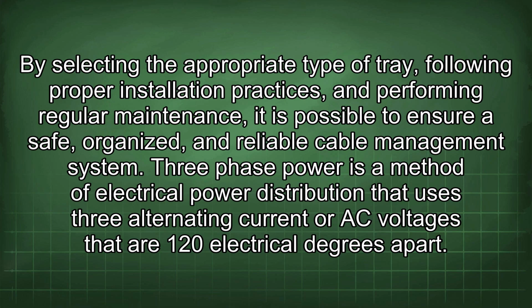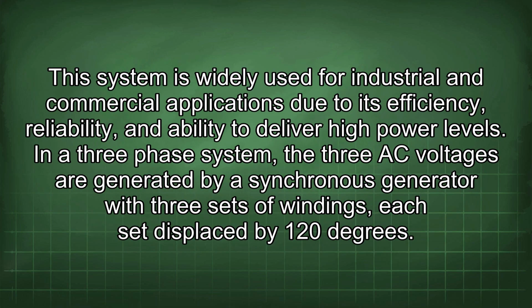Three-phase power is a method of electrical power distribution that uses three alternating current, or AC, voltages that are 120 electrical degrees apart. The system is widely used for industrial and commercial applications due to its efficiency, reliability, and ability to deliver high power levels. In a three-phase system, the three AC voltages are generated by a synchronous generator with three sets of windings, each set displaced by 120 degrees.